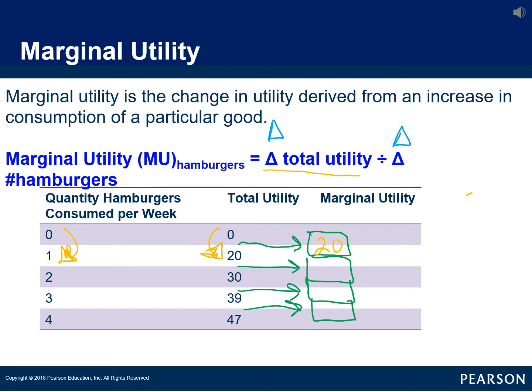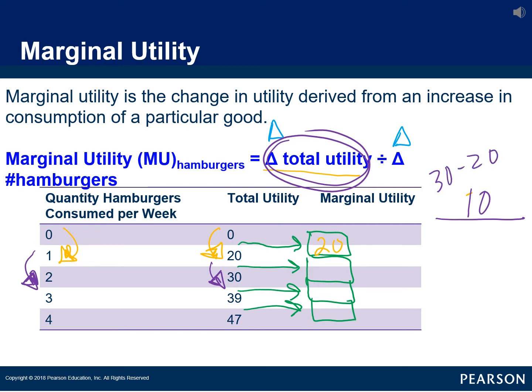Okay. I'm going to erase this so we can see our next step. So our next step here, we're going from 1 hamburger to 2 hamburgers. And we went from 20 units of utility to 30 units of utility. So our change in utility is 10, because 30 minus 20 is 10. And our change in the number of hamburgers is, we went from 1 to 2, so that's 1. So 10 divided by 1 equals 10. So our marginal utility for this next step is 10.